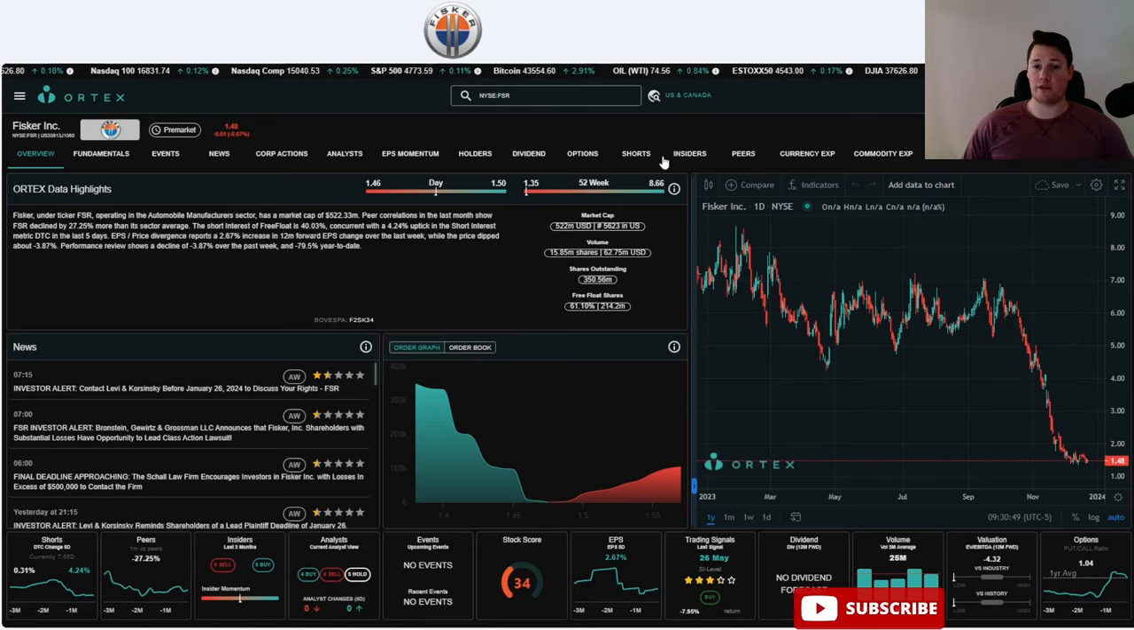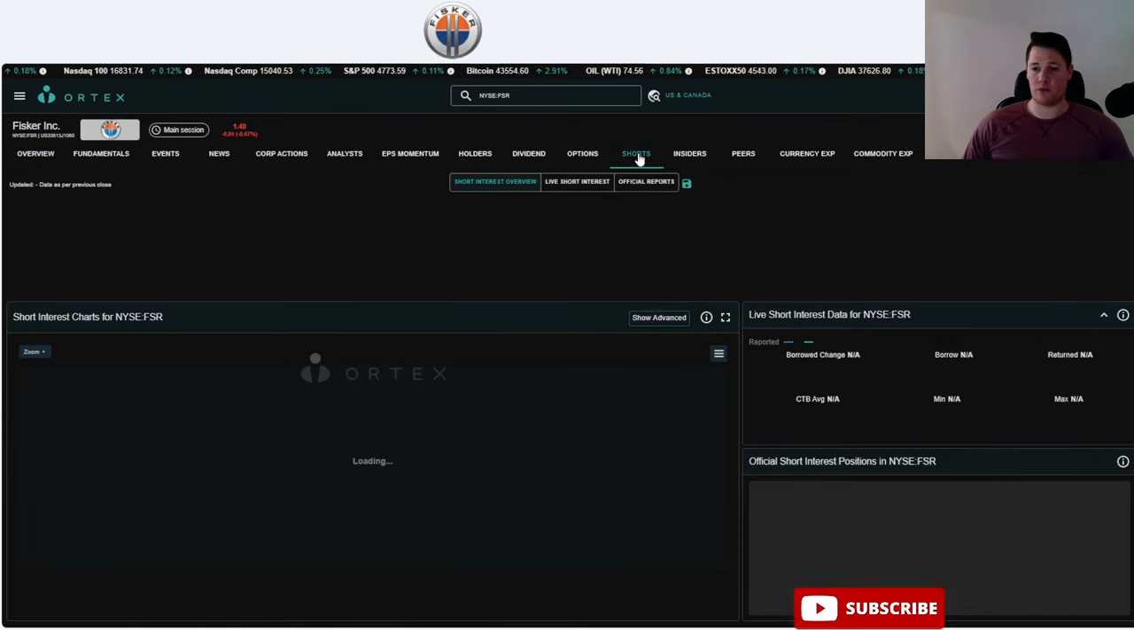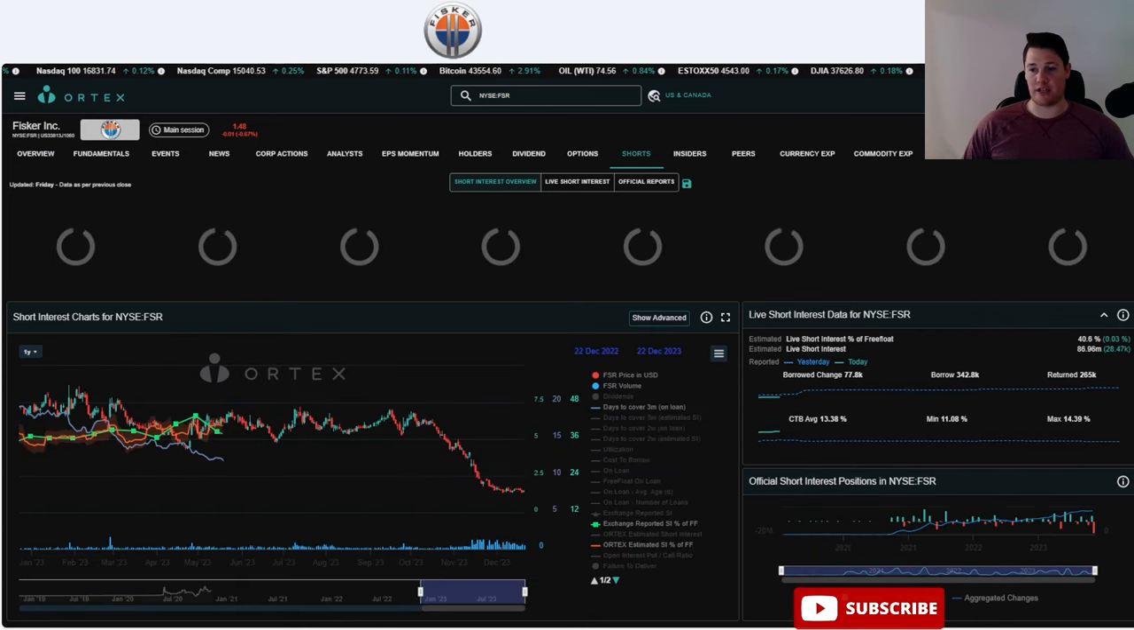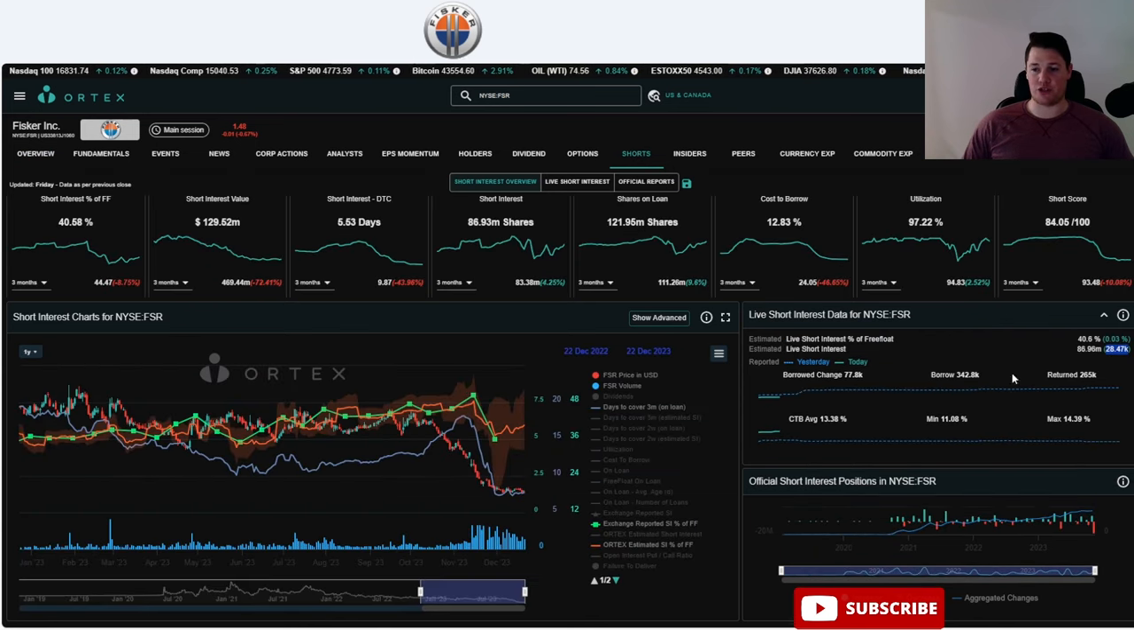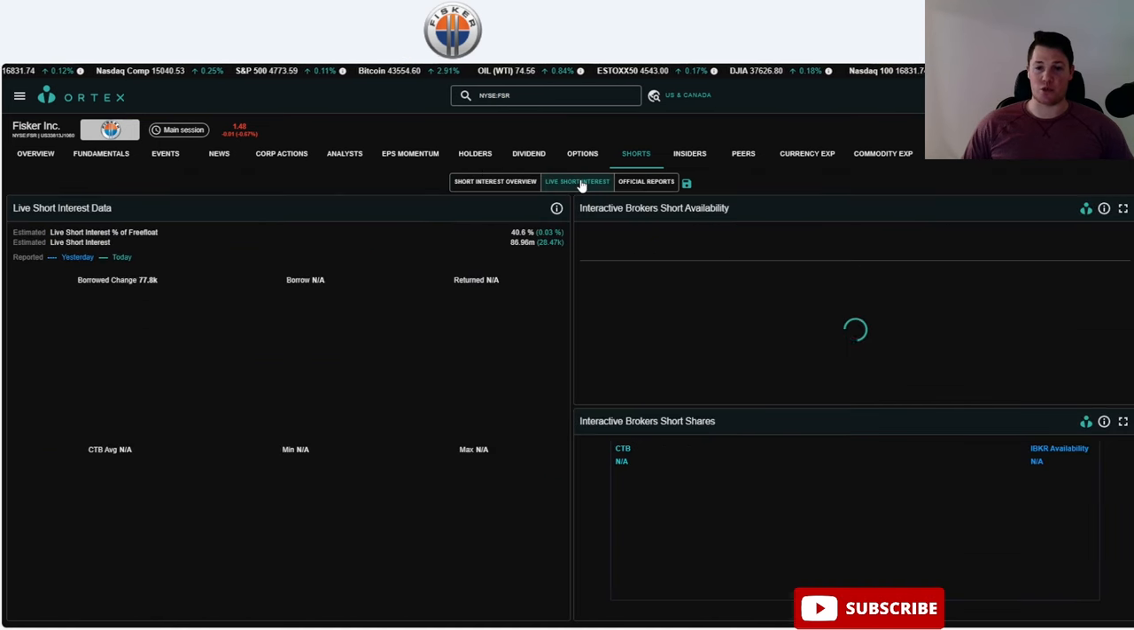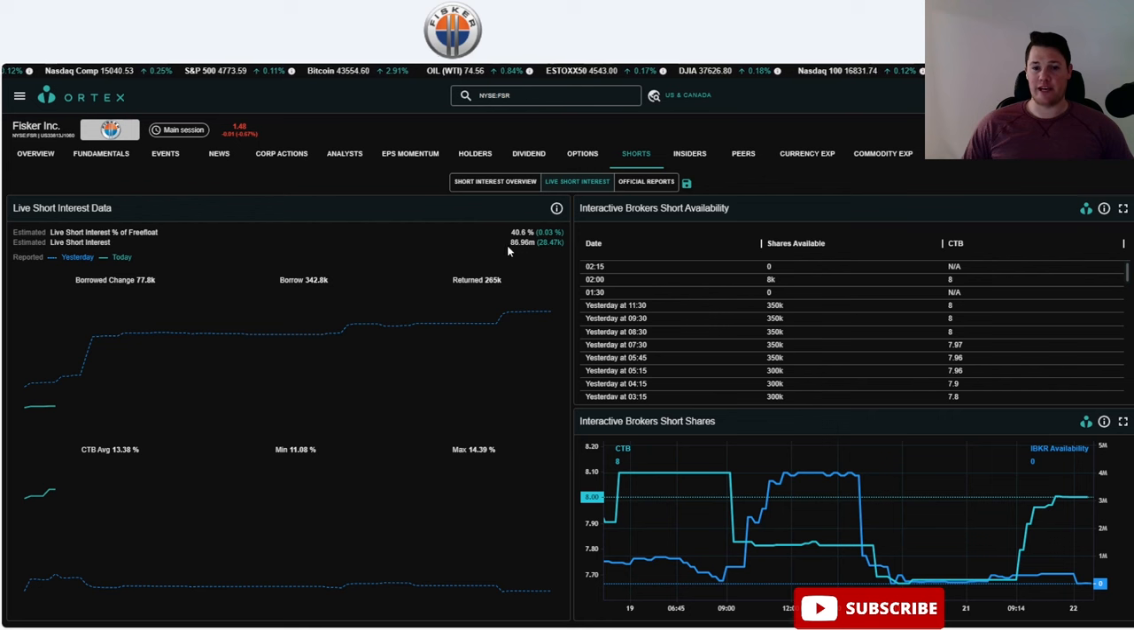starting off with shorts. Let's take a look at what shorts are doing. Right now, shorts are increasing about 28,000 shares. 40.6% of the free float is being shorted. That is very high. And then 86.96 million shares overall are being shorted. Cost to borrow average is 13.38%, so substantially higher in comparison to yesterday.